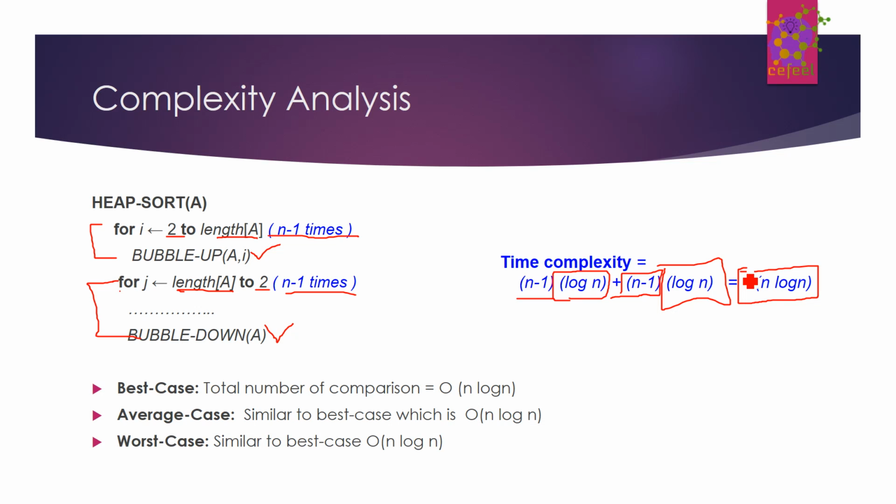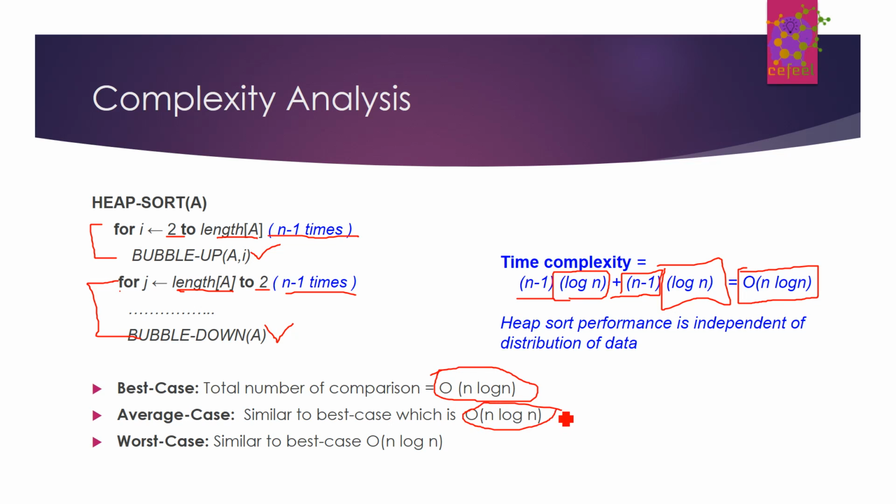And notice this is for all types of input data, which means for best case, average case and worst case, in all cases we still need to do bubble down and bubble up, and heap sort performance is independent of the distribution of data. It's similar to merge sort, so it doesn't matter if the data is sorted or unsorted, we will still need to do bubble up and bubble down, and hence in all three cases we have order n log n.